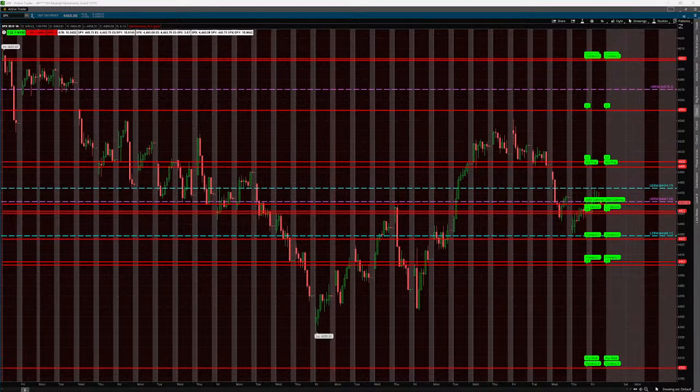All right, so that is the price action for SPX the last 30 days. Let me point out some levels on this chart.